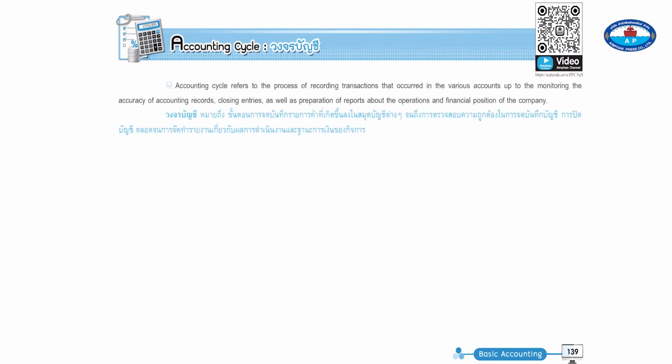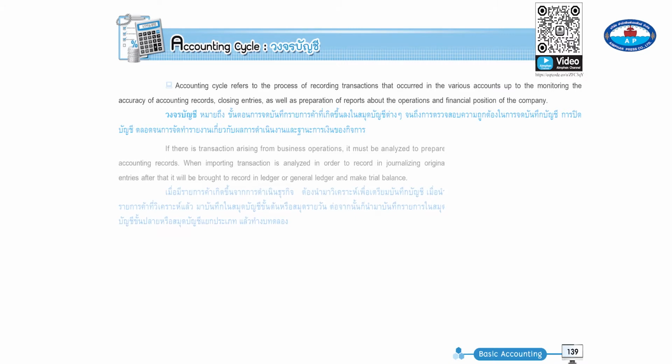139. Accounting cycle. Accounting cycle refers to the process of recording transactions that occurred in the various accounts up to the monitoring, the accuracy of accounting records, closing entries, as well as preparation of reports about the operations and financial position of the company. If there is a transaction arising from business operations, it must be analyzed to prepare accounting records.